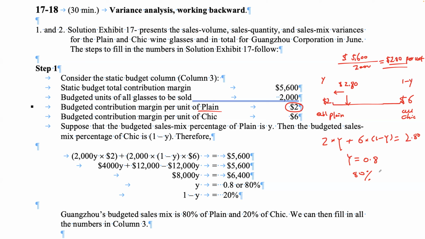This 80% in my budget is the plain, right? 20% of that mix is check. So this is on my budget, right? Because this is my budget margin, budget units. So this is my budget weighted cost. So this is my budget sales mix, okay?